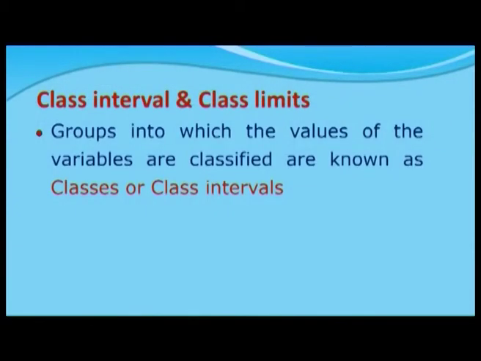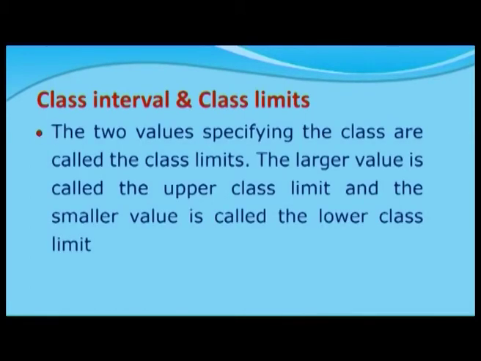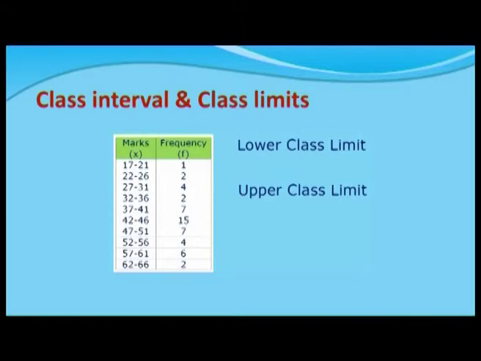Groups into which the values of the variables are classified are known as classes or class intervals. The two values specifying the class are called the class limits. The larger value is called the upper class limit, and the smaller value is called the lower class limit. In the above example, for the class interval 17 to 21, the magnitude is equal to 5, the lower class limit is 17, and the upper class limit is equal to 21.